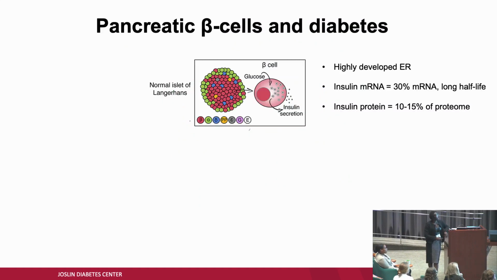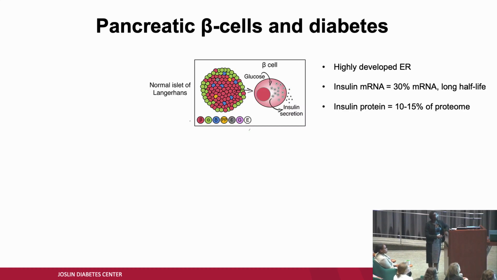I particularly work in the pancreatic beta cells, which are highly specialized cells within the islets of Langerhans, which has other cell types. The islets of Langerhans make up 2 to 3% of the pancreas. So this is very limiting material, which will be relevant later for my work.